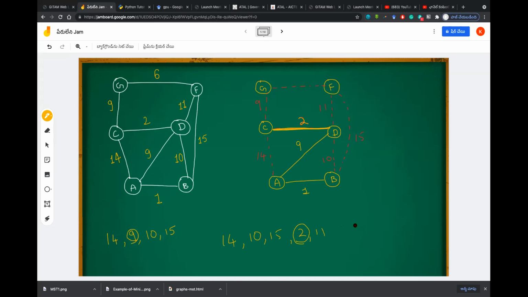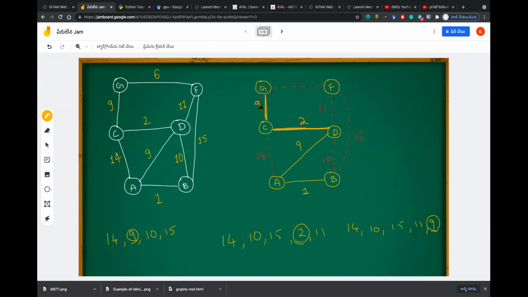Now tell me. What are the things that are left over and I need to look into? Yeah. 14, 14. 10, 15, 11, 9. Yes? Yes, sir. Right? So 14 is left from A, 10 and 15 left from B, 11 left from D, and 9 left from C. Among this, 9 should be your thing, right? So this is the minimum. So I will select this one.